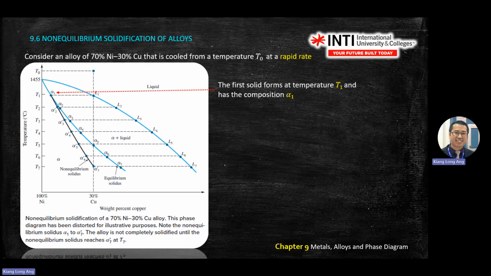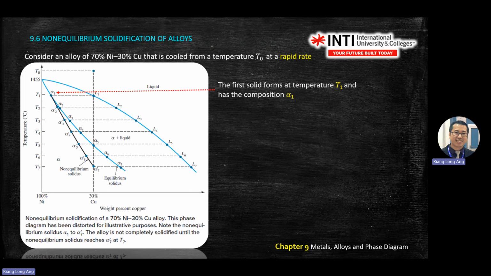Composition alpha 1 means when you drop to this temperature, you reach this point, right? Here you have 100% liquid, if you want to say so. And what composition do you have? You have 30% copper, 70% nickel.